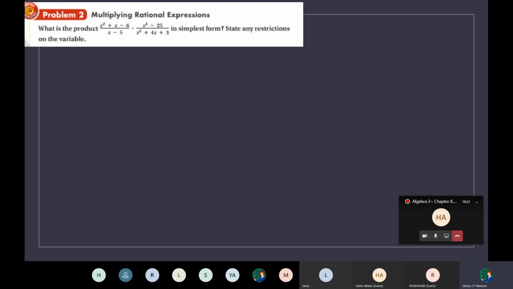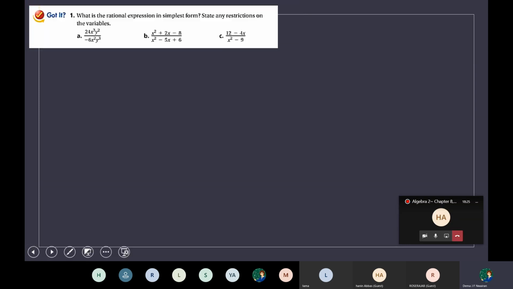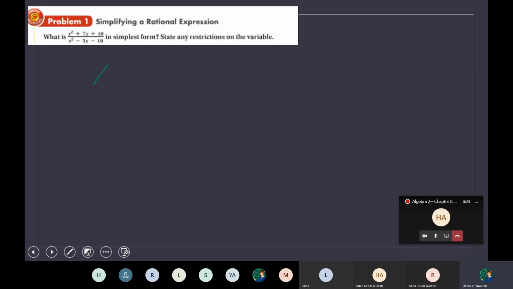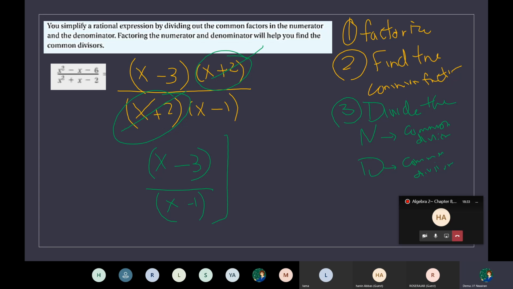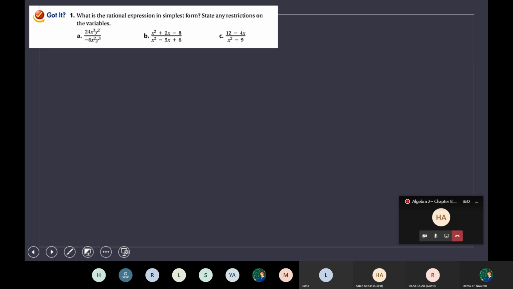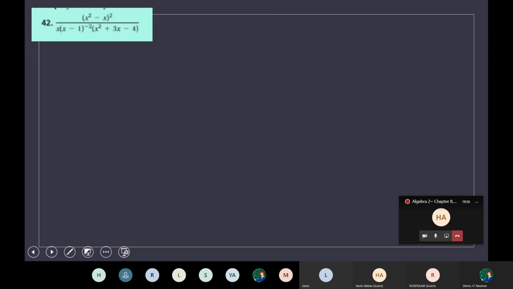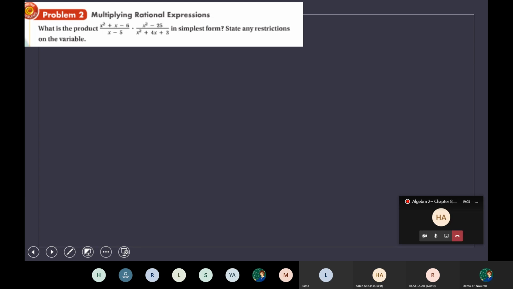Okay. Now, in the previous lesson, yesterday we talked about rational expressions, and how we can simplify the expression by dividing out the common factor: first by factorizing it, then by finding the common factor, and then by dividing the numerator and the denominator by the common factor. Today we learn how we can multiply rational expressions.